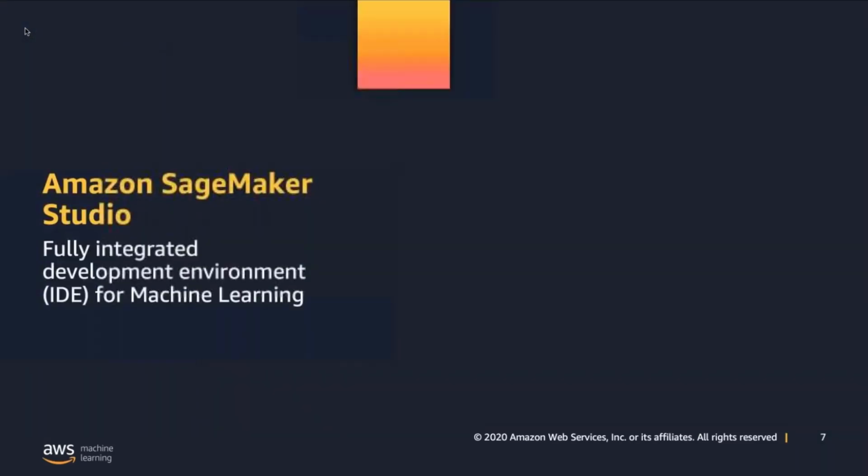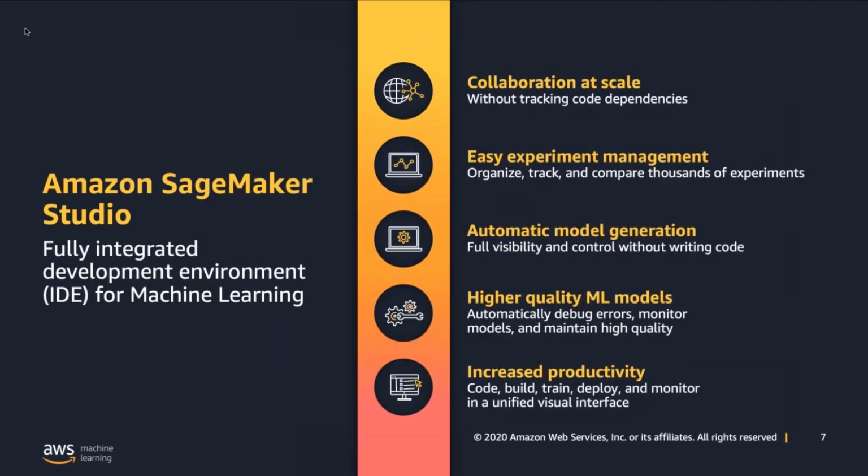First, we have SageMaker Studio. So SageMaker Studio is a JupyterLab-like IDE. It allows you to have collaboration at scale. It integrates with other SageMaker features, so you have easy experimentation and management. You can do Autopilot, which is an AutoML generation tool for tabular data.